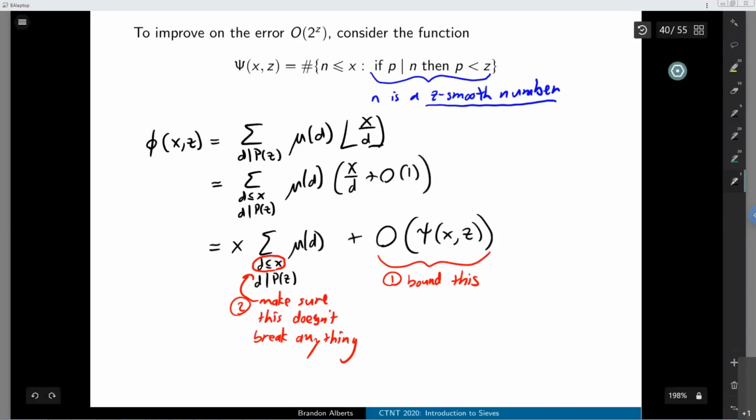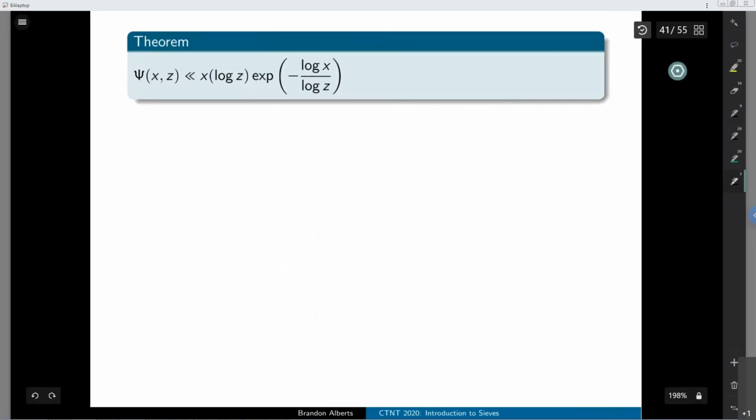All right. So first thing we'll do is we'll bound the error term. So that's what we've got on this next slide. The number of z-smooth integers, which are below x, is at most this big.